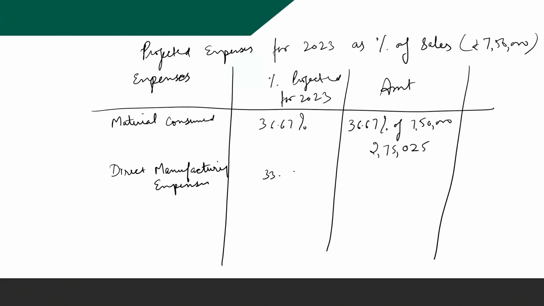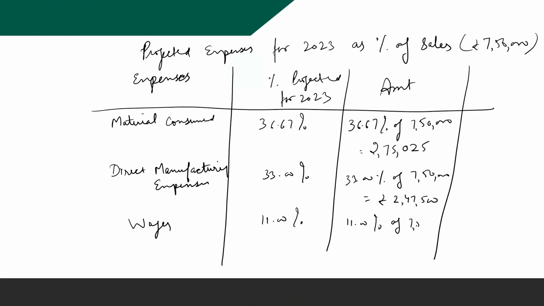Similarly, direct manufacturing expenses. As we computed, it is going to be 33% of 7,50,000. It will be 2,47,500. Then wages, 11% of 7,50,000 comes to 82,500.